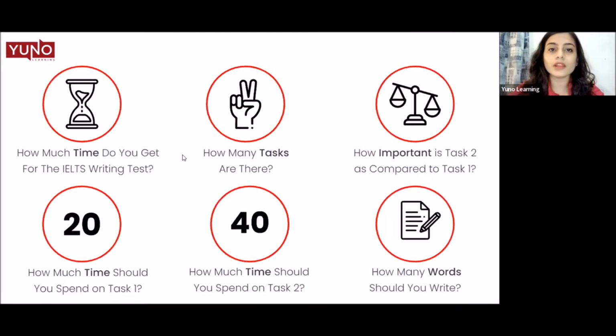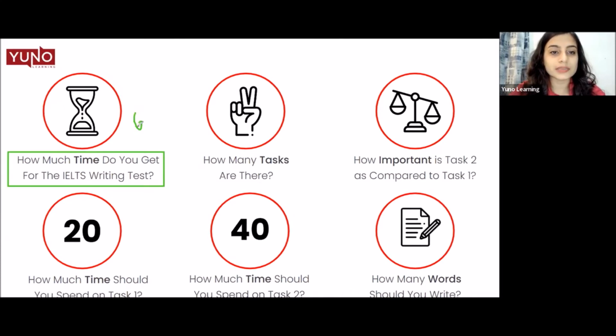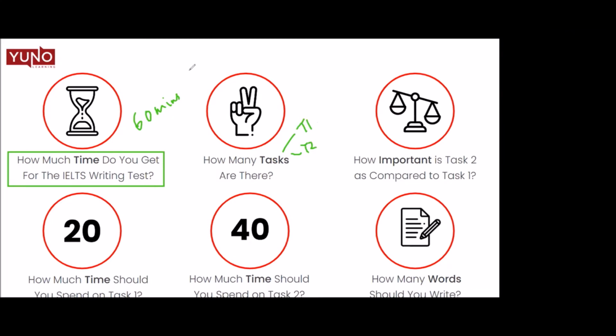So the very first thing which we see is how much time do you get for the IELTS writing task. You get 60 minutes to complete the IELTS writing module, and in those 60 minutes, you have to complete 2 tasks, which is task 1 and task 2. So any idea what is task 1 and task 2? In one word. Is report writing, and essay writing.